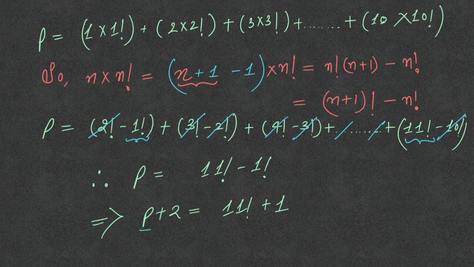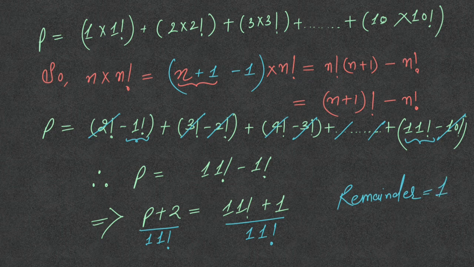On dividing p plus 2 by 11 factorial, we can clearly see the remainder becomes 1. This 11 factorial will divide this 11 factorial completely, giving us the quotient. So we only have this 1 as remainder. So the remainder is equal to 1.